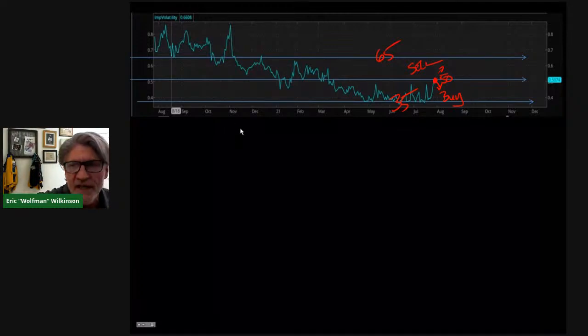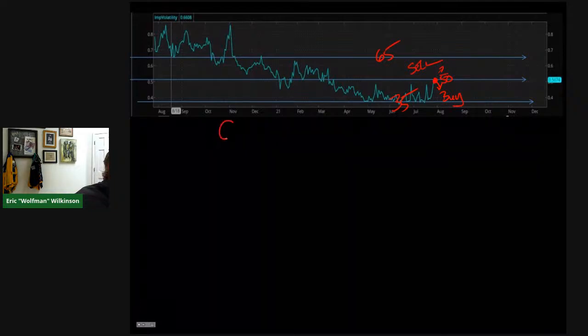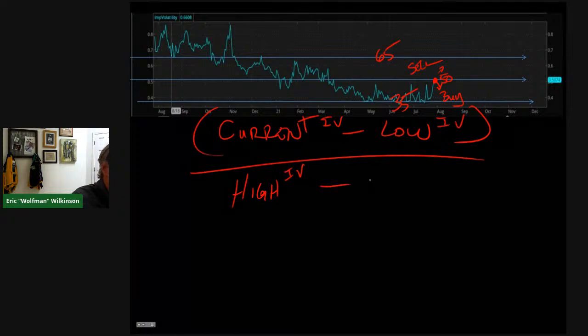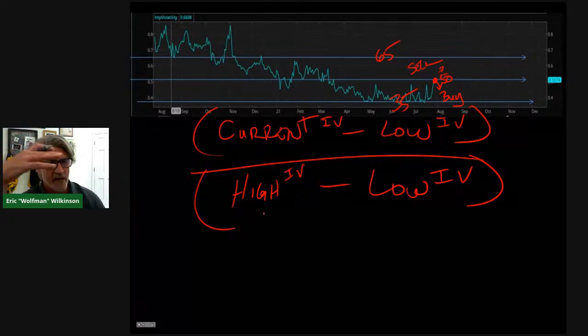If you really want to dig into the devil of the details, if you're a numbers person, you like to dig into this, the way you do it is you take the current implied volatility, IV, minus the low IV. You take that sum and you divide it by the high IV minus the low IV. And this is just basically the math to get where we currently are in relation to the entire range, right?